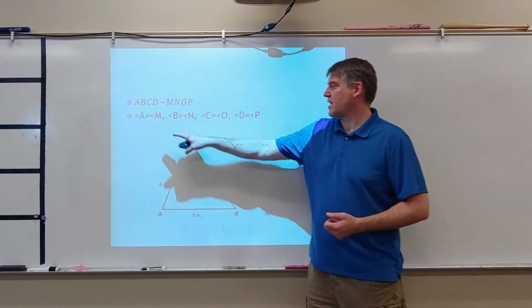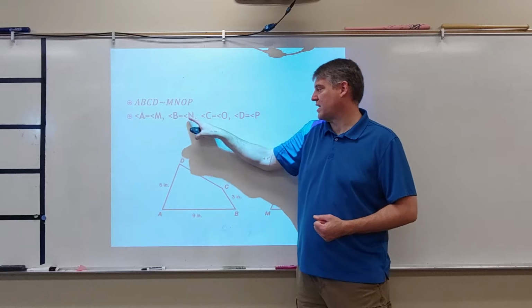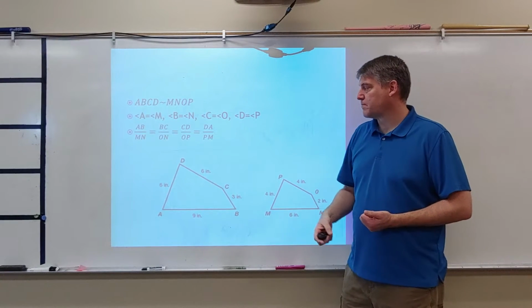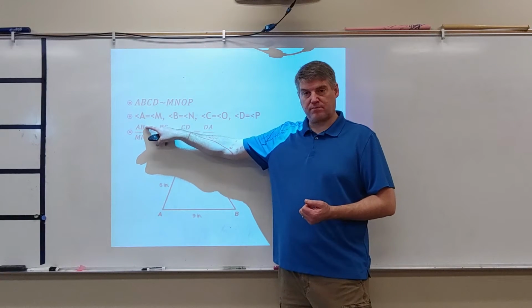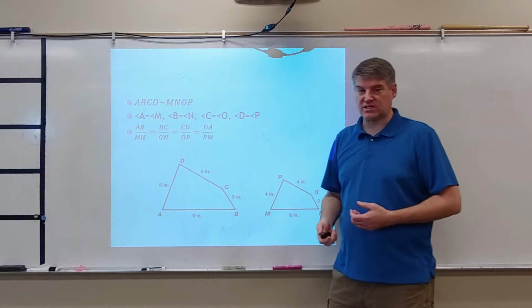So this tells me that angle A and angle M are congruent. B and N, C and O, and D and P are equal to each other. And the ratios are going to be equal. So all these proportions are the same.